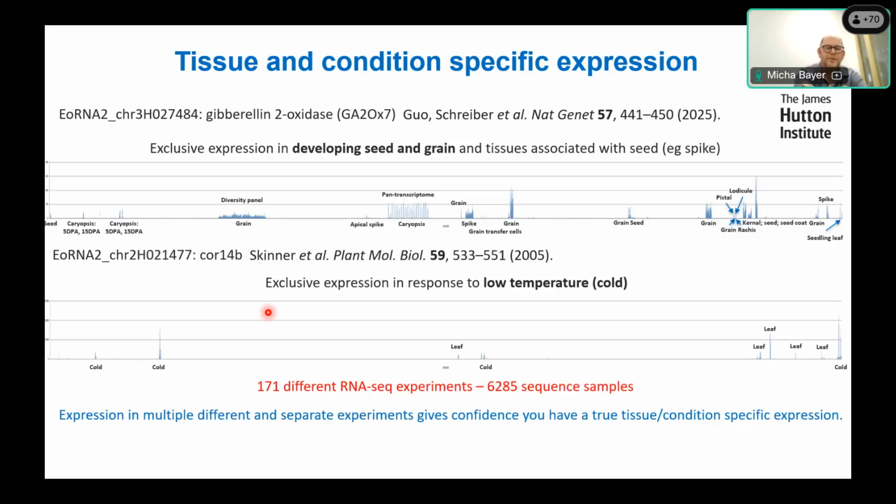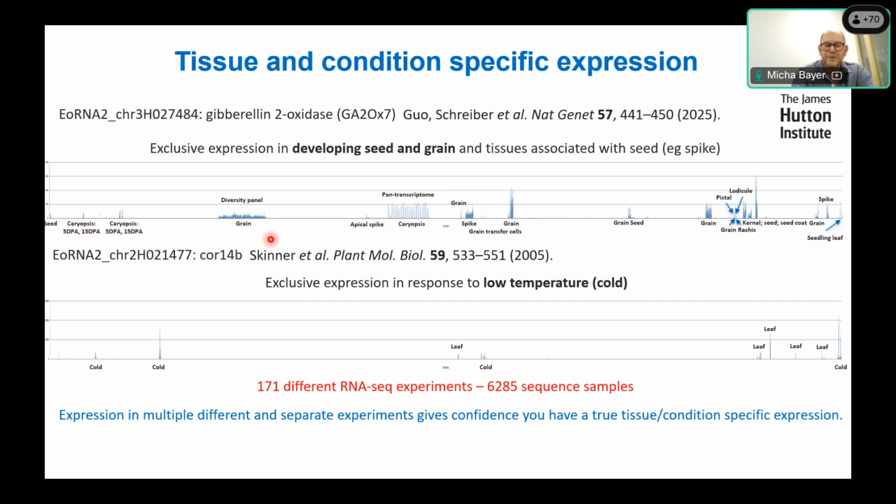So the one great thing about the examples of genes that we can find very quickly, and that's very intuitive to look at, are examples of genes that are very tissue and condition specific. I've given you a couple of examples here. The first example is gibberellin 2 oxidase that was described in the pan-transcriptome paper that we did. And we find that that has very exclusive expression in developing seed and grain. You can see that quite clearly in all 6,000 samples, where we are seeing the expression is things that are related to grain.